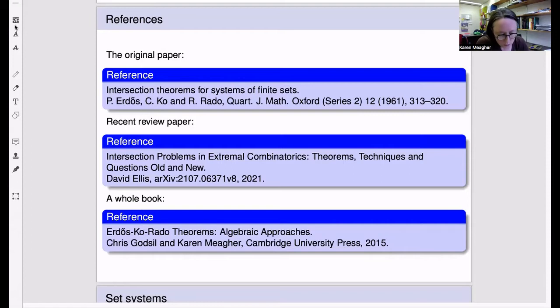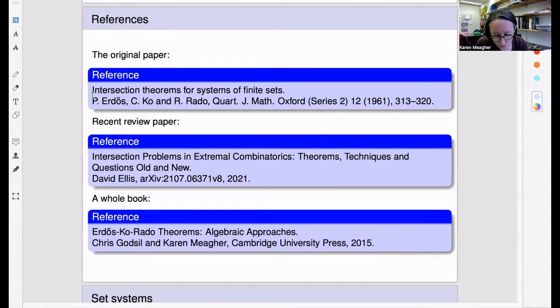I've got the original paper. The original paper, Intersection Theorems for Sets of Finite Systems, came out in 1961 by Erdős, Ko, and Rado. The lore behind the Erdős Ko-Rado theorem is that the original proof was done sometime in the 30s, but they didn't publish it until the 60s. And when it came out, there were all these papers that came rapidly afterwards doing different variations and simpler proofs of the theorem.